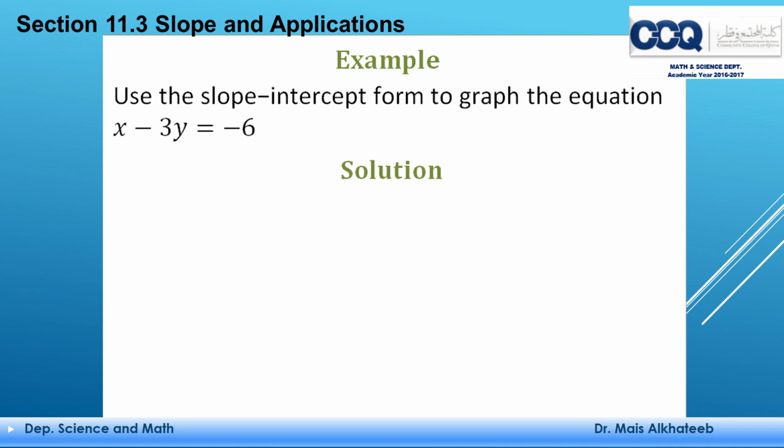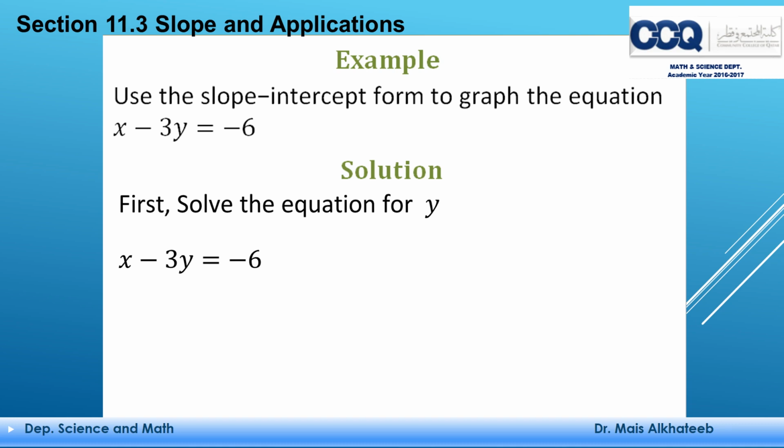First you have to write the function in terms of y, because slope intercept form has y alone: y equal mx plus b. You have to solve the equation for y.